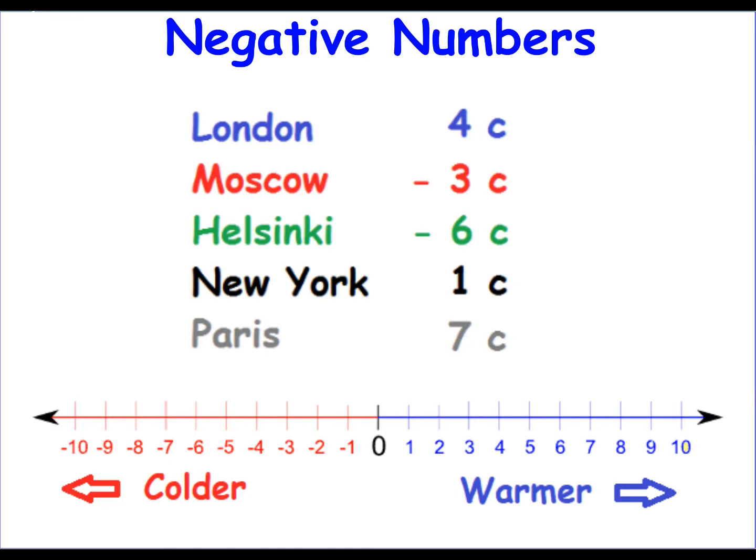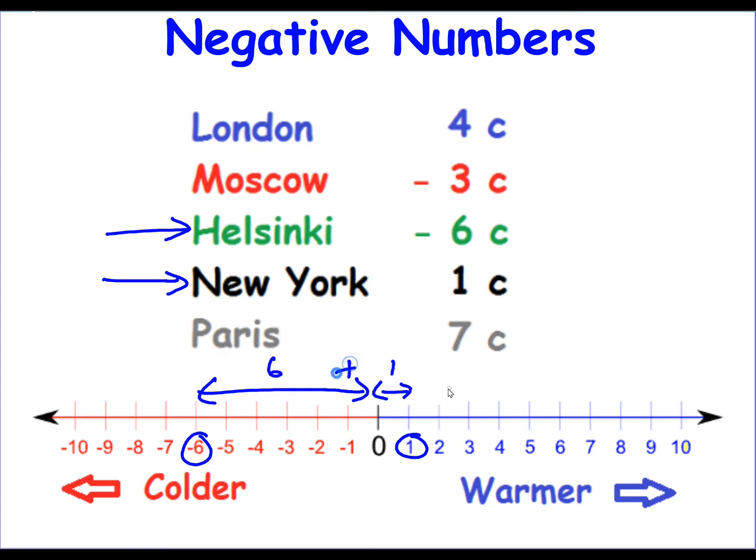Have a go yourselves. So my question to you is, what is the temperature difference between Helsinki and New York? Don't forget to freeze the video to give yourselves more time. So Helsinki is at -6, New York is at 1, so we have a gap of 6 between Helsinki and 0 and 1 between 0 and New York. So we have a total of 7 degrees C difference.